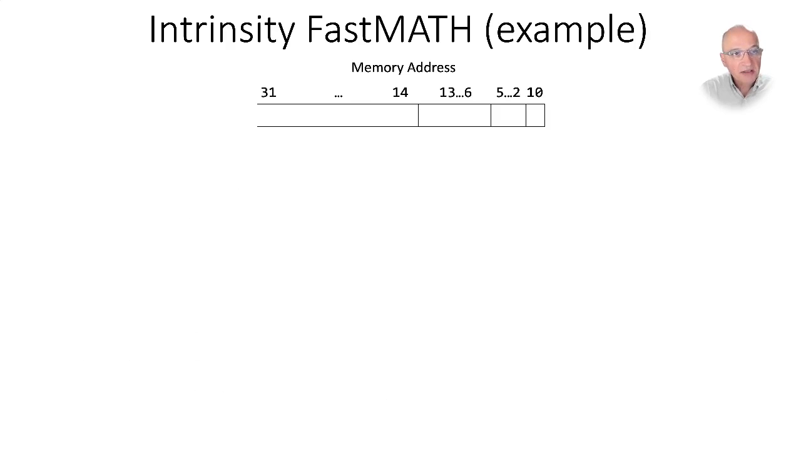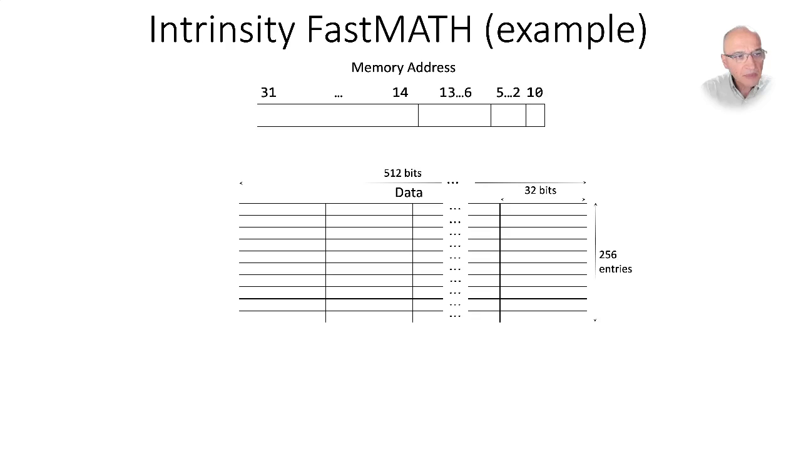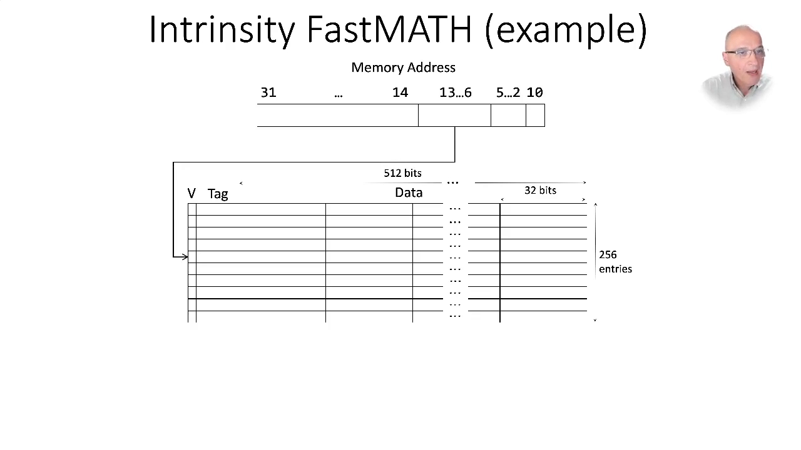So in the Intrinsity FastMATH, if I have a memory address that has 32 bits, my data will be 512 bits in each block, and I'll have 256 entries in the cache. I'm going to have a tag and a valid bit. When I do an access, I will take the index to select which entry in the cache I am accessing. And then I'll compare.